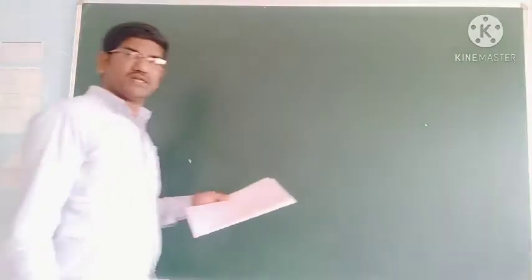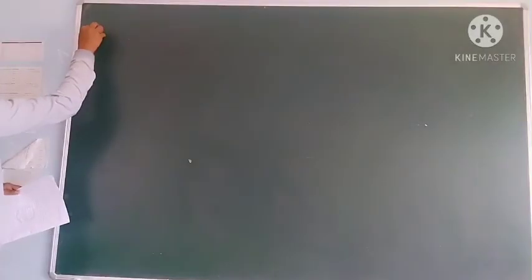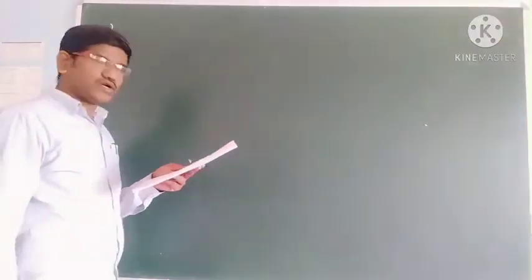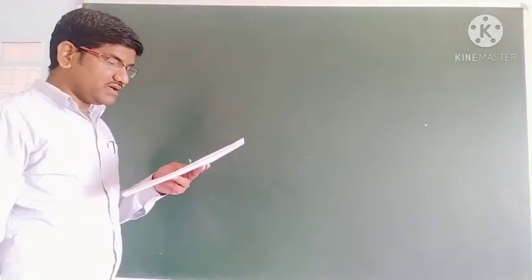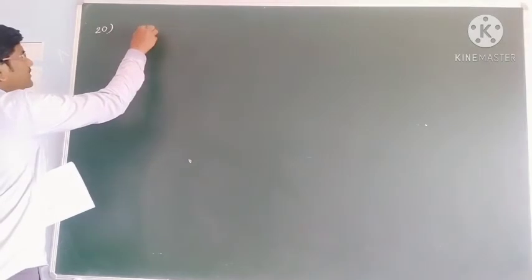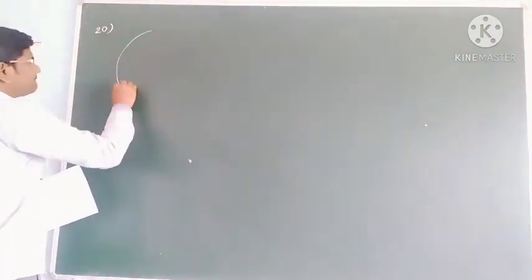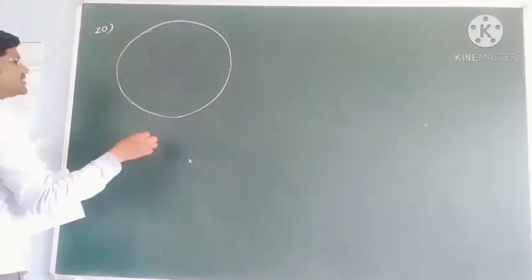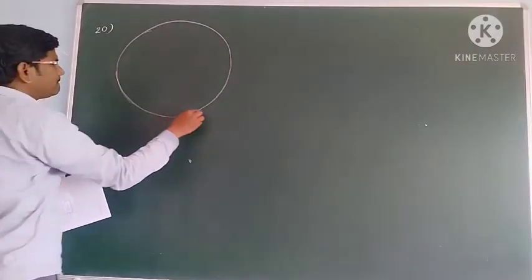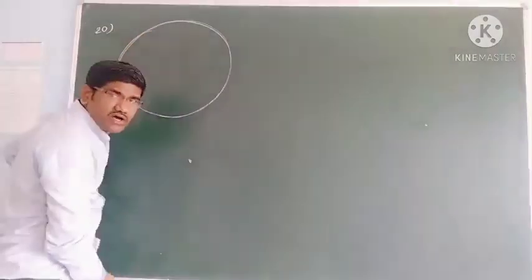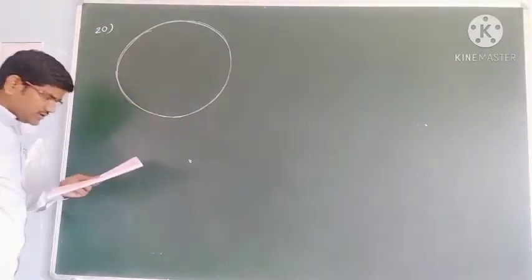Okay students, now see the next problem, the 20th problem. A car goes down a circular path A, B, C, D, A. This is the circular path, so the car is going round a circular path.